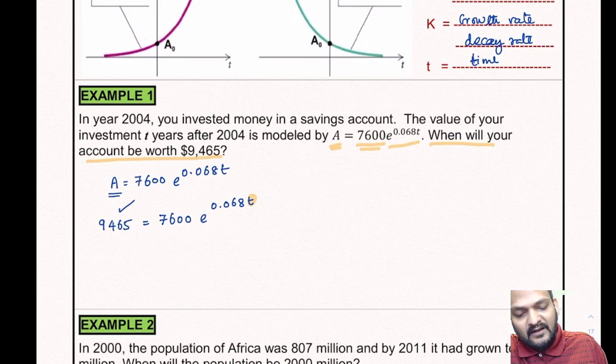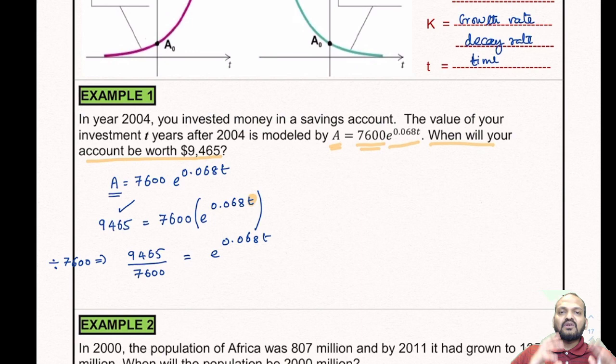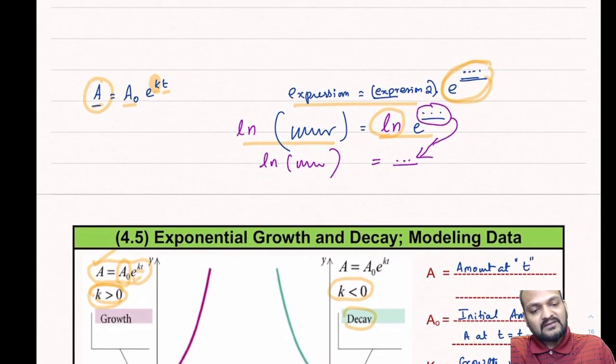As I said earlier, here I have an exponential function, and I'm going to isolate it. To isolate this, I'm going to divide both sides by 7600. When I do that, the left-hand side is going to be 9465 divided by 7600, and the right-hand side is going to be simply e to the 0.068t. So that's what I have. Now, what do I do? I have isolated the e now.